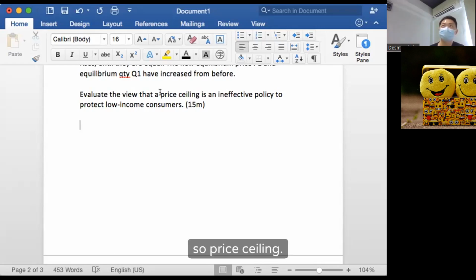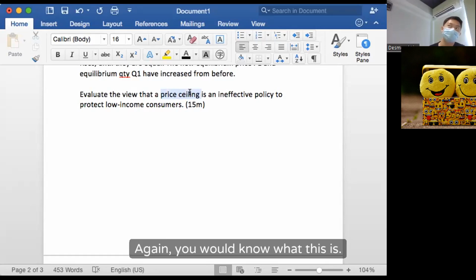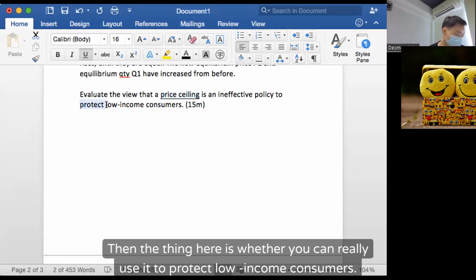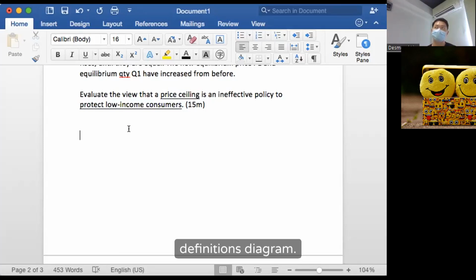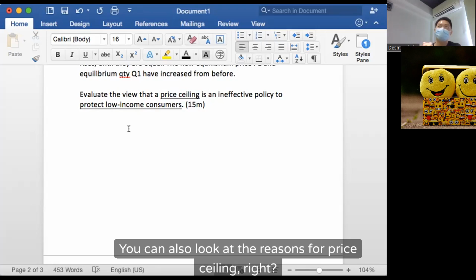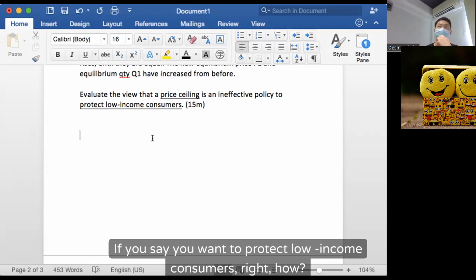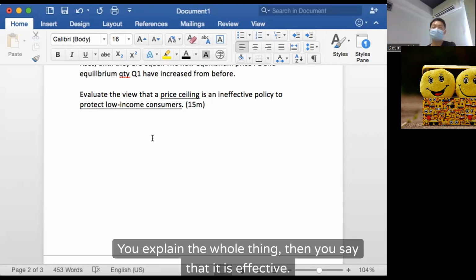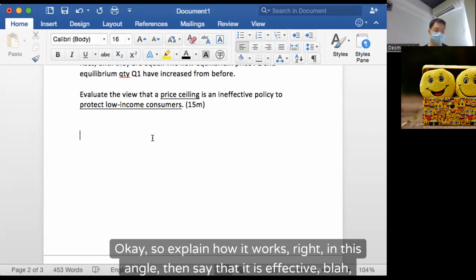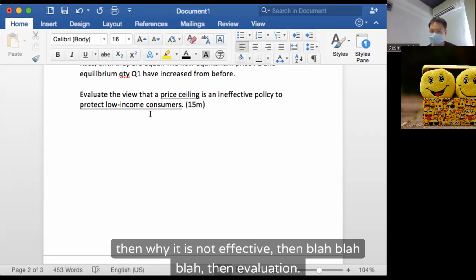Okay, so price ceiling, this is your main policy. Again, you would know what this is. We've done it quite a few times. The thing here is whether you can really use it to protect low-income consumers. So of course, you give examples. You need to talk about the definitions and diagram. You can also look at the reasons for price ceiling. If you say you want to protect low-income consumers, how are you actually using it to achieve that outcome? You explain the whole thing, then you say that it is effective. You explain how it works from this angle, then say that it is effective. Then why it is not effective.